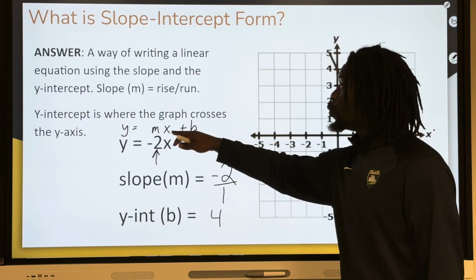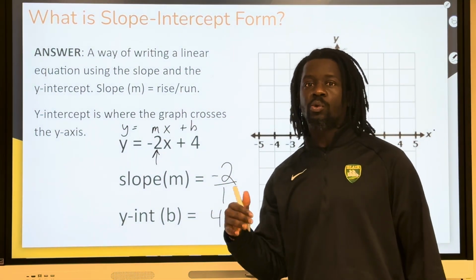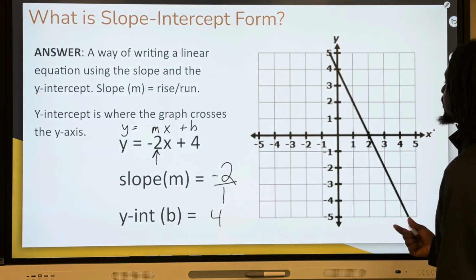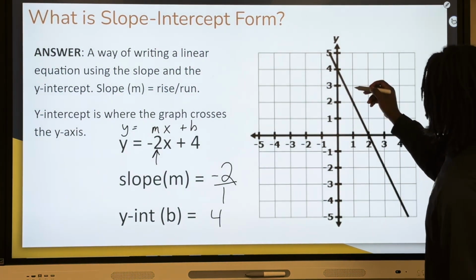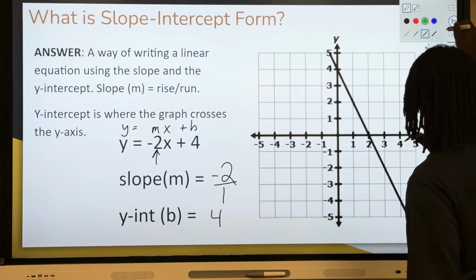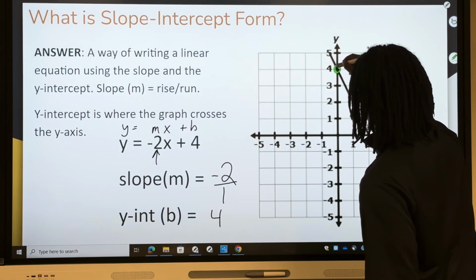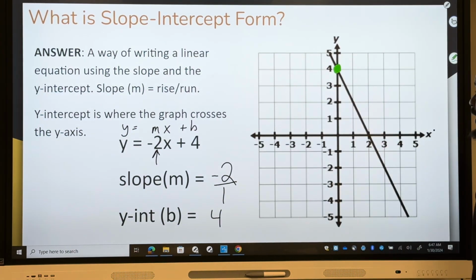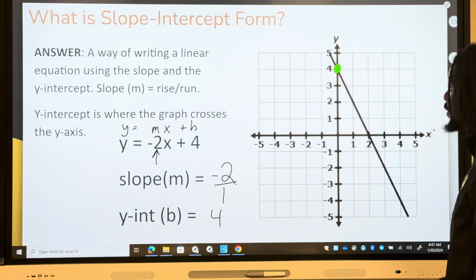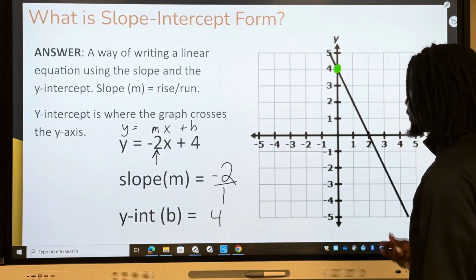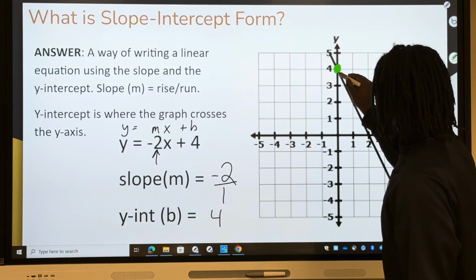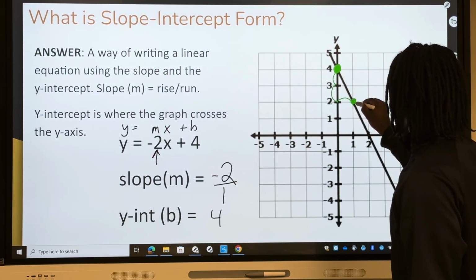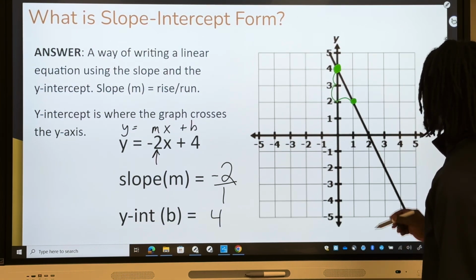The y-intercept, remember, is where the graph crosses the y-axis. So if you look at our graph, the y-intercept is at 4. It crosses the y-axis at 4. And then the slope is -2, so you go down 2 and then over 1, and that gets me to my point.